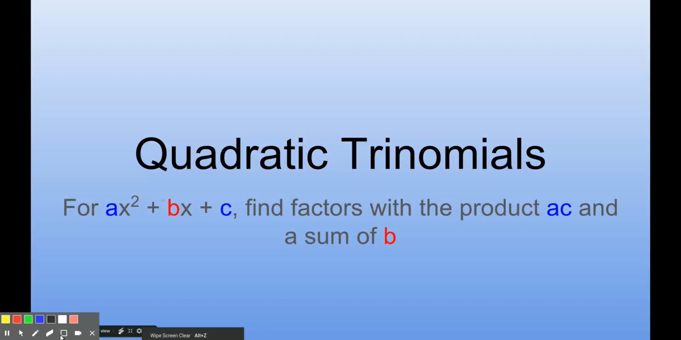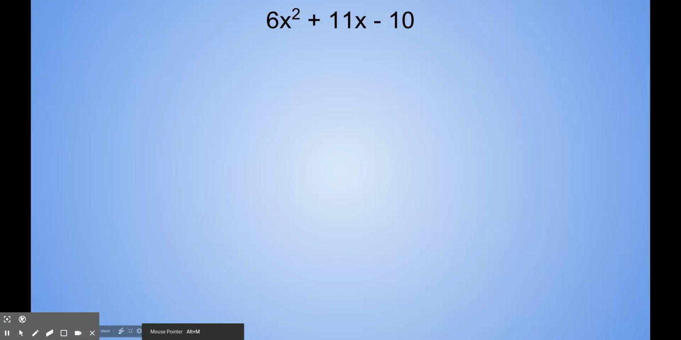Okay, here's an example. Now take some notes because we're not going to be able to do this all on one screen. So 6x squared plus 11x minus 10. In this case, our A term is the 6, the B term is the 11, and the C term is negative 10. So our first step is to find AC.